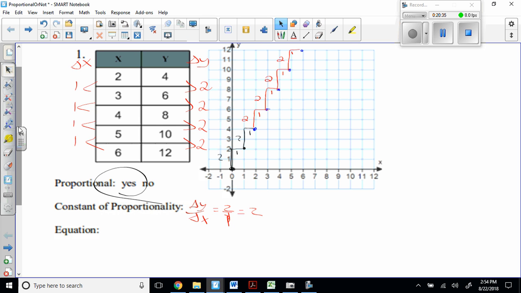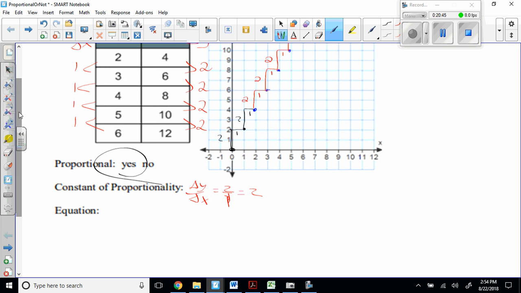Now, I want to know the equation. Ready? Go. Tell it to me. Y equals what? Oh, but I'm not going to say x times 2, because that's not how I formatted it in the previous problem. Y equals what? 2x. Good job.